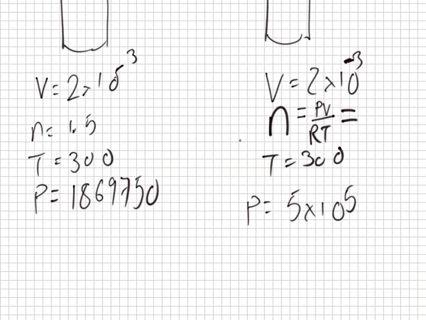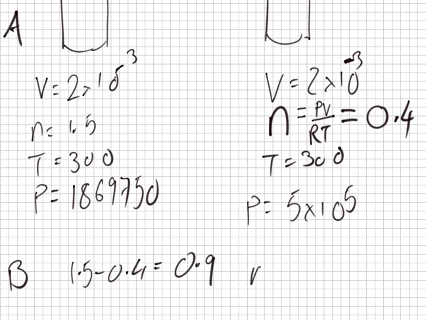0.4. Beautiful, 0.4. Great, okay. So, how many moles are in the cylinder? 0.4. And the very last part is, what's the mass of the gas that's been released? So how many moles left? 1.5 minus 0.4 equals 0.9 moles have left the gas.